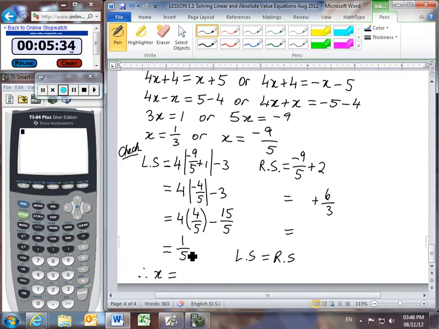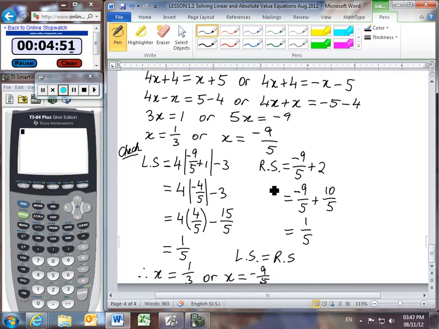On the right, I've got negative 9 over 5 plus 2. I can think of my 2 as a 10 over 5 if I get a common denominator. And that also yields a right-hand side of negative 1 over 5. So left-hand side does equal the right-hand side. In other words, both of my solutions, 1 over 3 and negative 9 over 5, both of these are valid solutions to the equation. If I had gotten a left-hand side not equal to right-hand side, of course I would have to discard that solution.